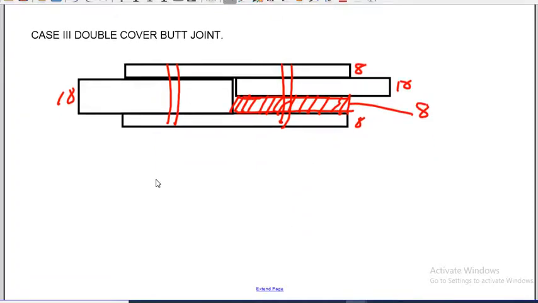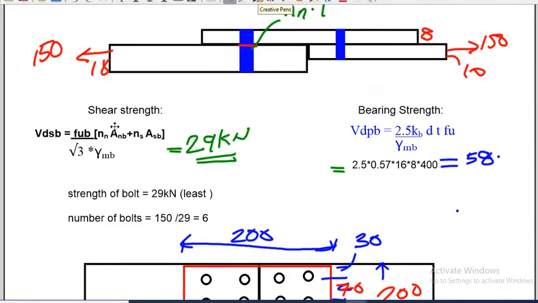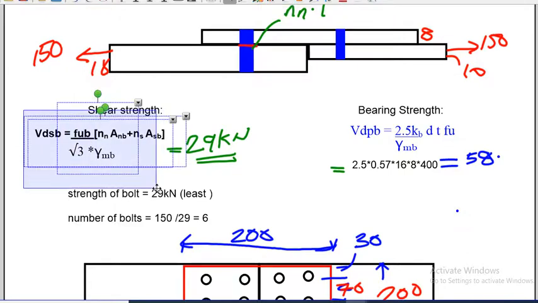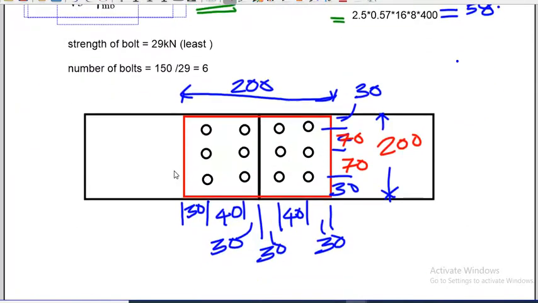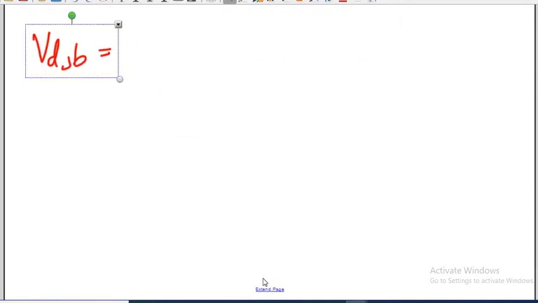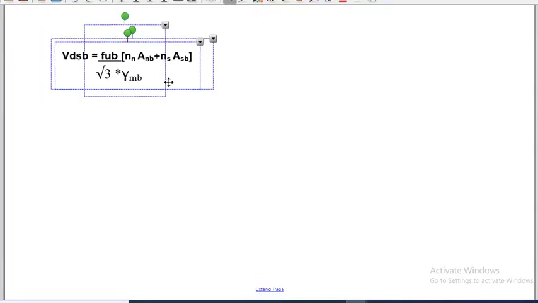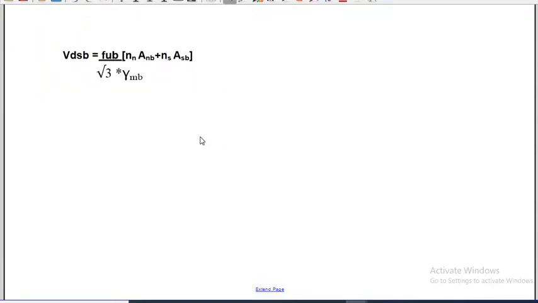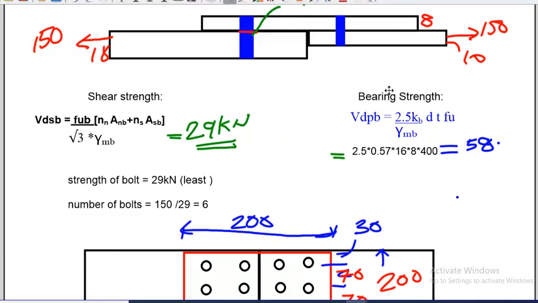So here also same case, we need to find the shear strength of the plate, and the shear strength of the bolt. So let us copy the formula as it is. This is the formula, and let us copy the other formula also, the bearing strength of the plate.